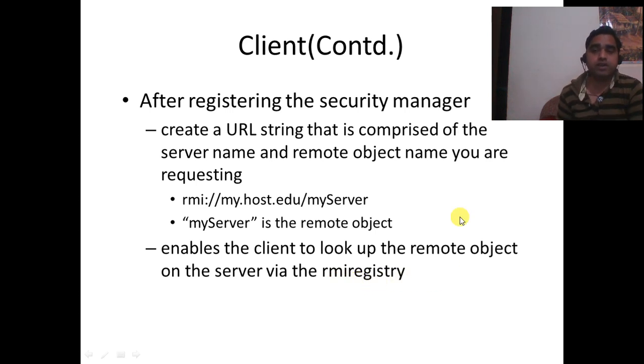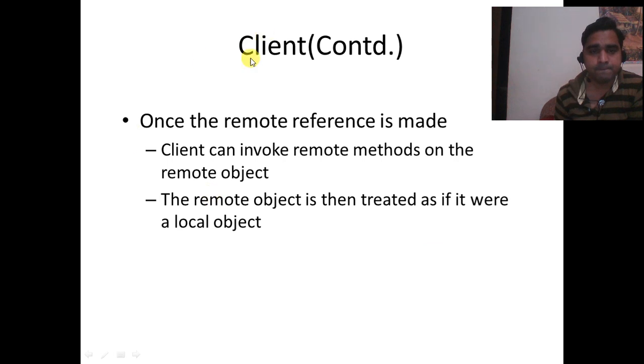So the client looks up the RMI registry, and through this RMI registry it invokes the objects. Once the remote reference is made, the client can invoke remote methods on the remote object. It can easily invoke those remote methods. The remote object is then treated as if it were a local object. As soon as the results are generated, the remote object is treated as a local one.